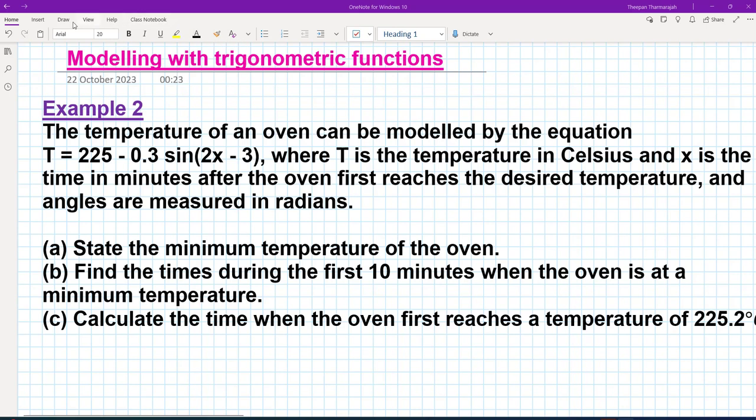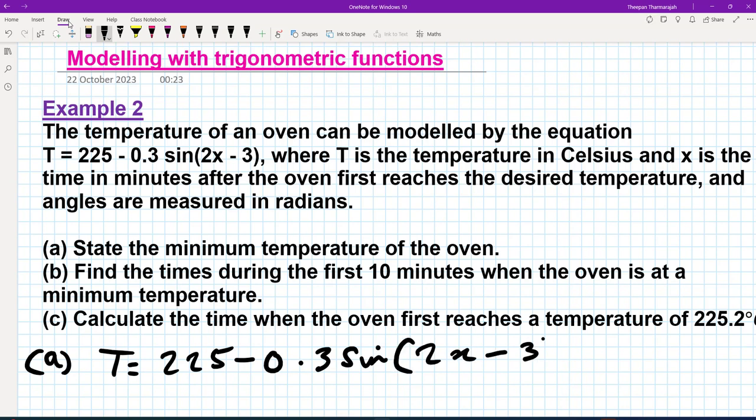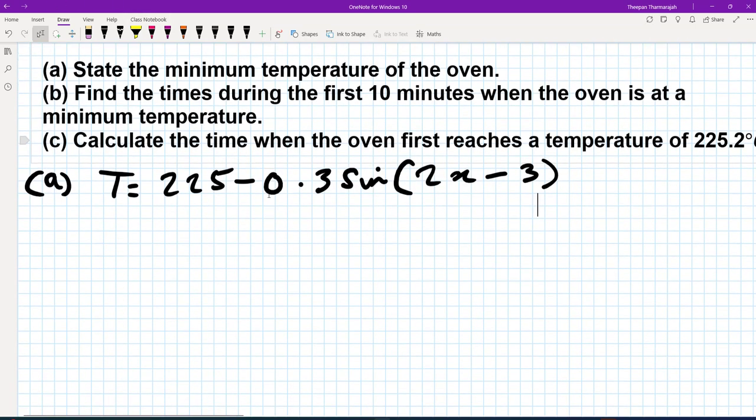Okay, so in this question, we have an equation that says T is equal to 225 minus 0.3 sine 2x minus 3. So we need to state the minimum temperature of the oven. So we can do that as follows.